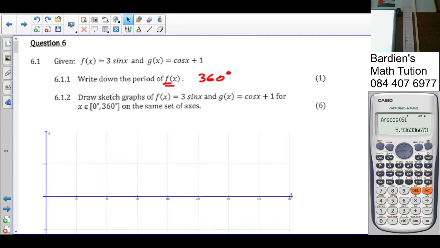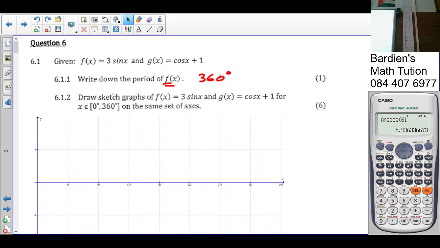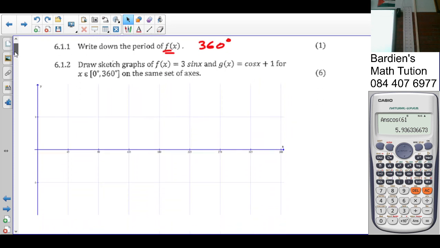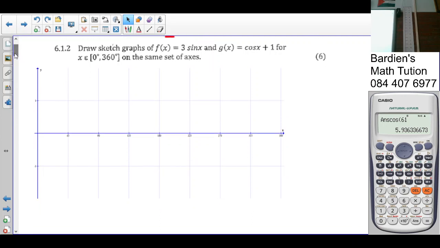So look at the next question. It says, draw the graphs of f of x equals 3 sin x and g of x equals cos x plus 1, for x in the interval 0 to 360, on the same set of axes. So I'm going to draw the f graph first. I need it to go to 3. I only made it go to 2. So I'm just going to change it quickly.